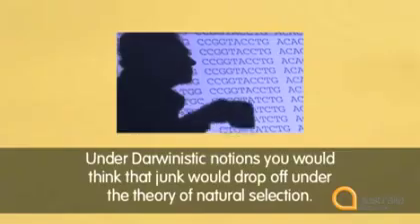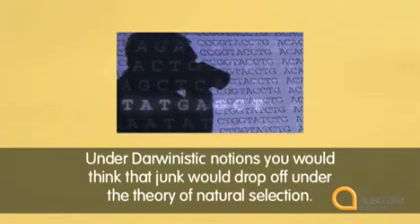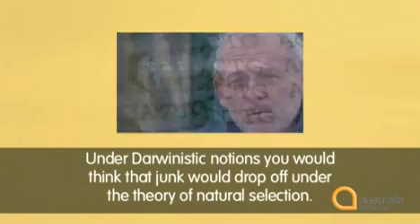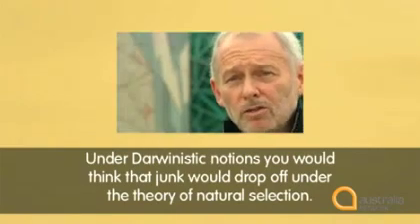Finally for today, let's have a look at how you can form adjectives from people's names. Under Darwinistic notions, you would think that junk would drop off under the theory of natural selection. He says under Darwinistic notions. Darwinistic here is an adjective, but it's got a capital letter.